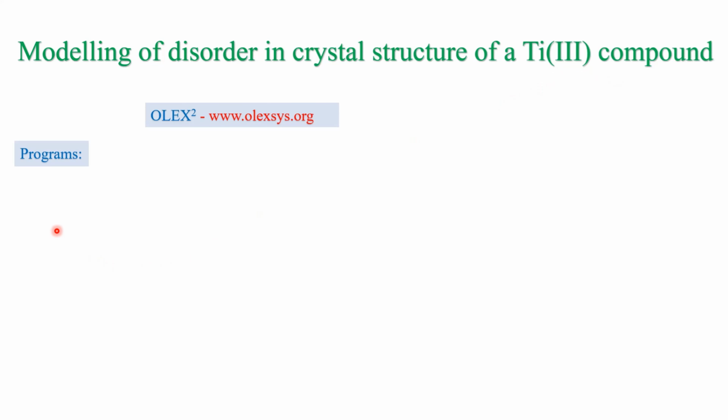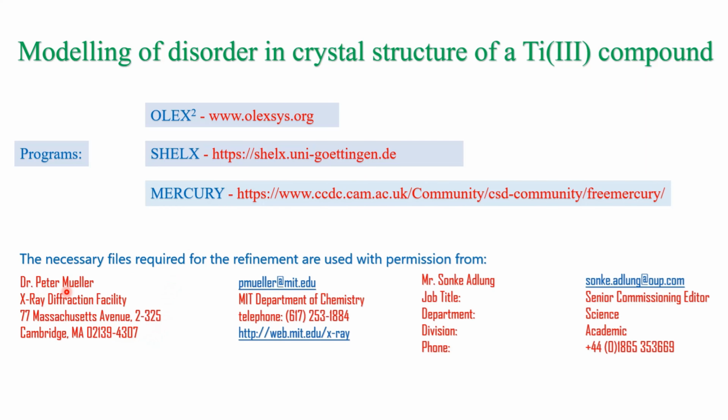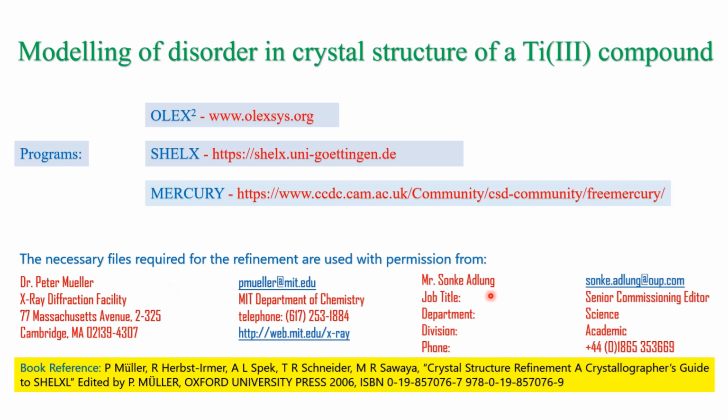The crystallographic programs used are SHELXL, SHELXT and MERCURY. The necessary files required for the refinement are used with permission from Dr. Peter Muller and from Mr. Sonk Adlung. More detail about this particular example is available in this book, Crystal Structure Refinement, a Crystallographer's Guide to SHELXL, edited by Professor Peter Muller.